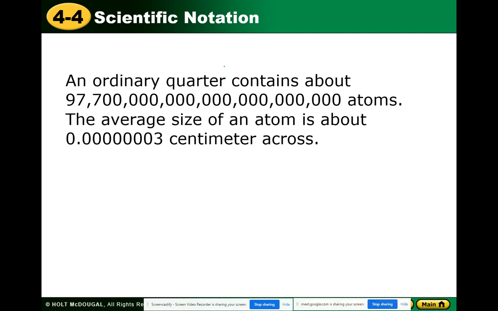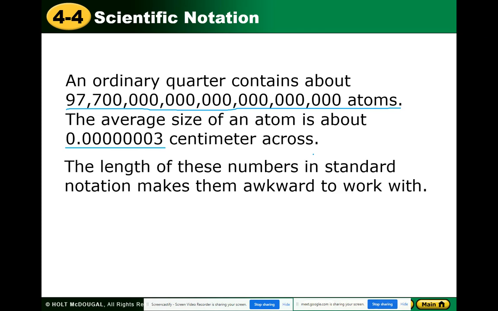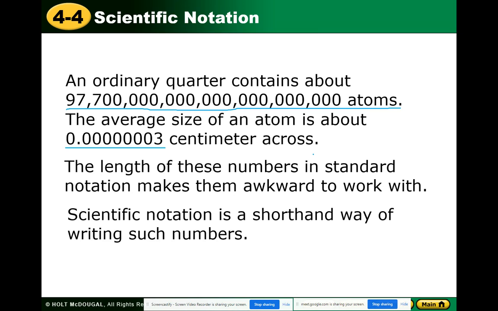Now, an ordinary quarter contains about this ginormous number of atoms. That would be a very long and hard number to write out, making sure you got all the right number of zeros. The average size of an atom is about this number, lots of zeros, then a 3, centimeters across. So we want an easier way to write these numbers. Another place where they use scientific notation is when talking about space and the distances across space. The length of these numbers makes it awkward to work with. Scientific notation is a shorthand way of writing such numbers.